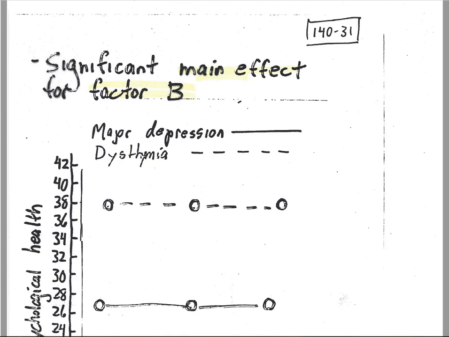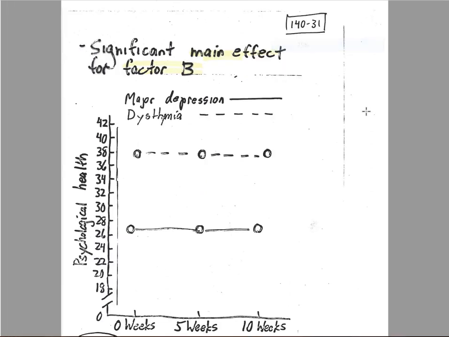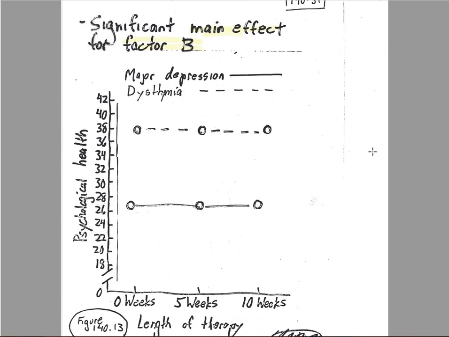Page 140-31. We have a picture of a significant main effect for factor B. This is the same study that we've been talking about all along. The dashed line represents people with dysthymia, the solid line people with major depression. I have a main effect for factor B. It looks to me like the people that suffer from dysthymia are scoring higher on psychological health compared to the people that suffer from major depression.